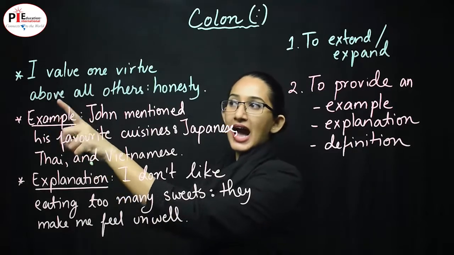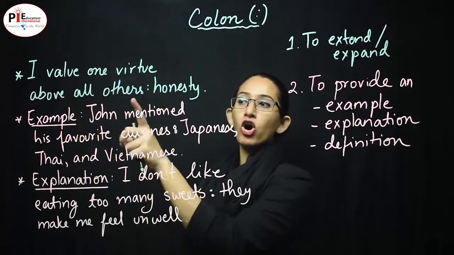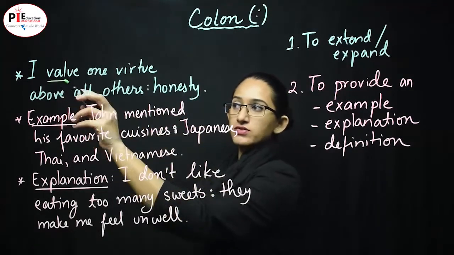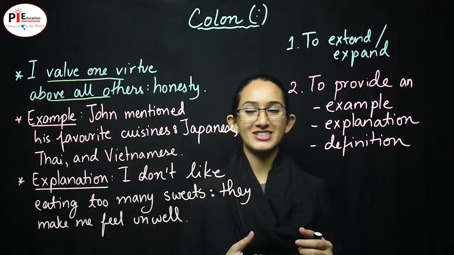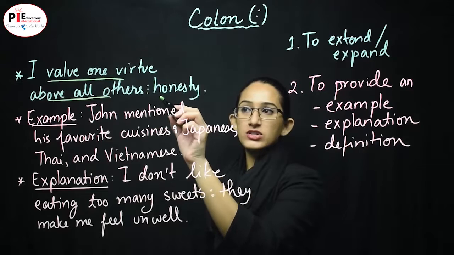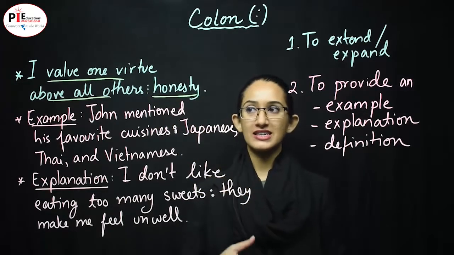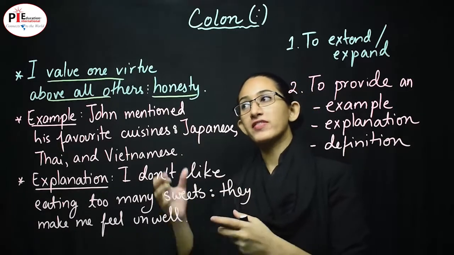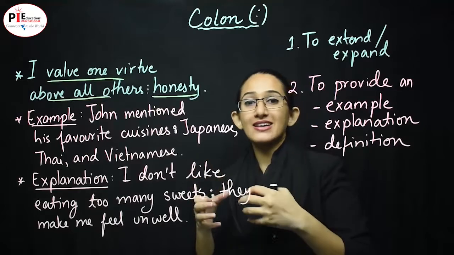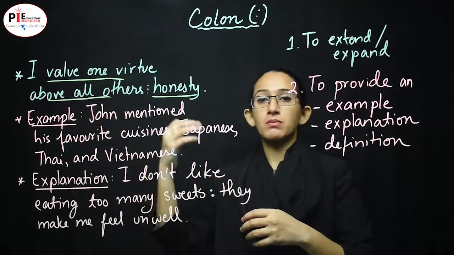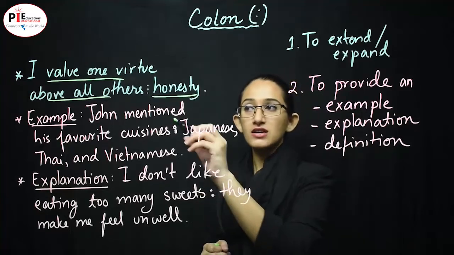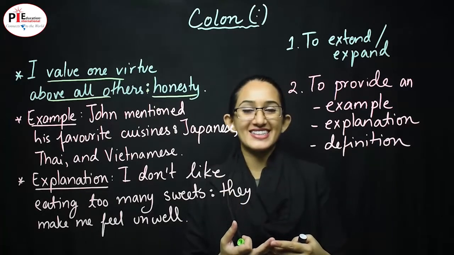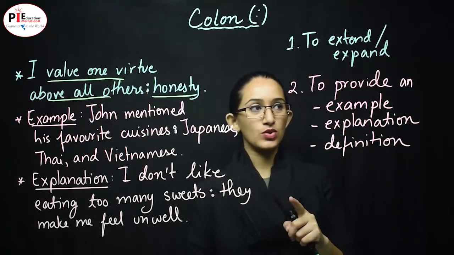Here we have a sentence: I value one virtue above all others: honesty. So here, the first part of the sentence is giving you some information, and then we have the colon, which is followed by the word honesty. Here, honesty is being used to extend or expand on the first part of the sentence, right? Because it's telling us which virtue this person values, which is honesty. So here, we use a colon to introduce that expansion or to introduce that detail. Let's take a look at the second way in which we use colons.